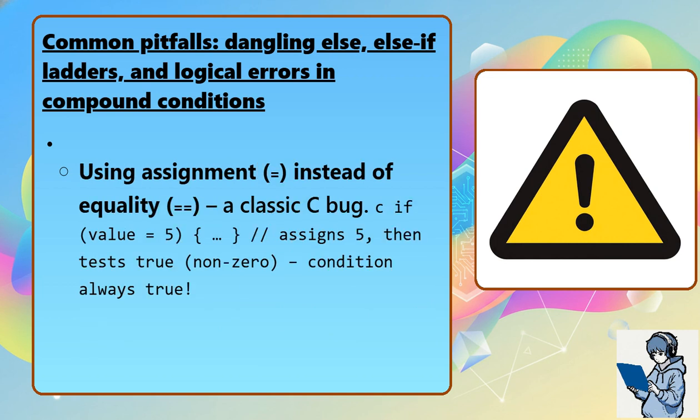Using assignment equals instead of equality equals is a classic C bug. If value equals 5 in the condition, it assigns 5 then tests true, so the condition is always true.